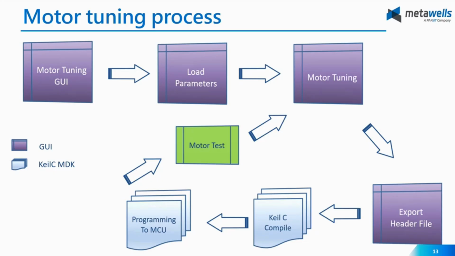And this is the sequence. So after the motor test, we loop back to tuning. Based on the test result, we loop back to motor tuning and repeat the cycle: tuning, export, compile, programming, motor test. This is a loop, until we test and fine-tune the system until optimal performance is achieved.